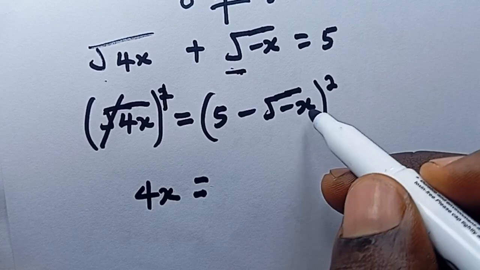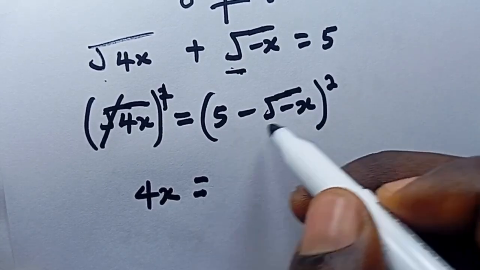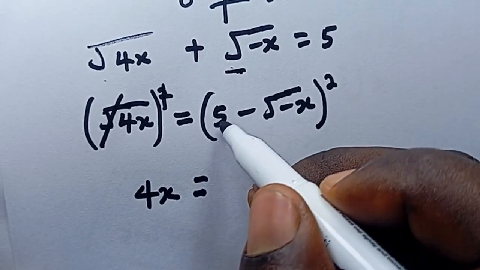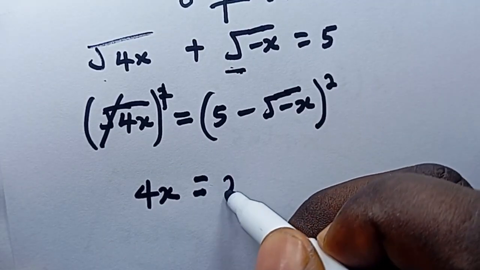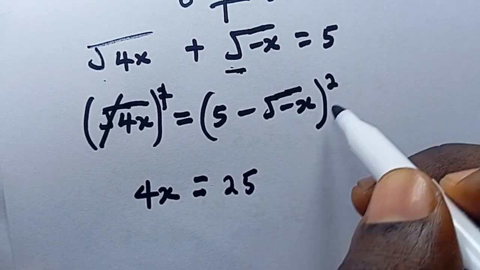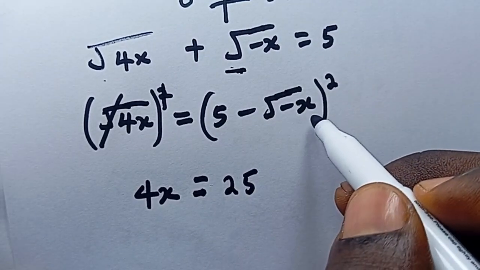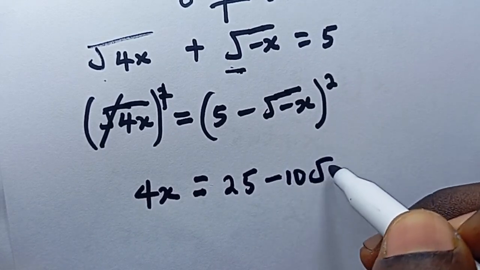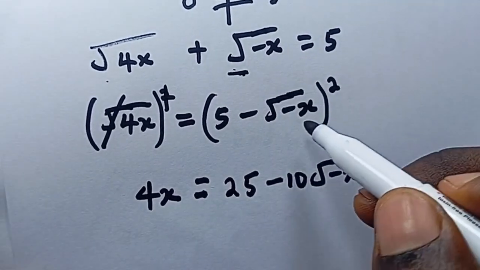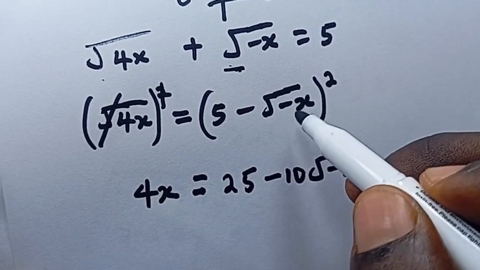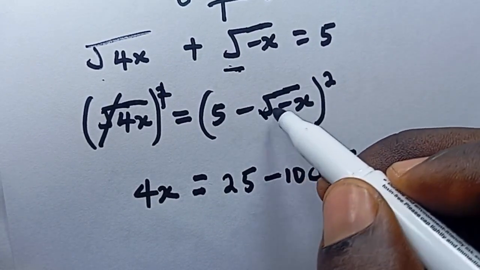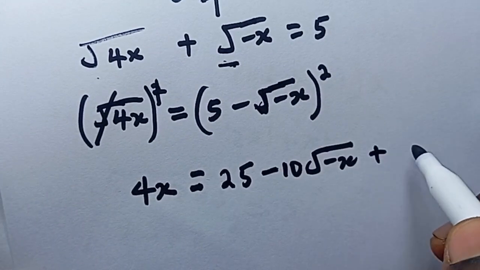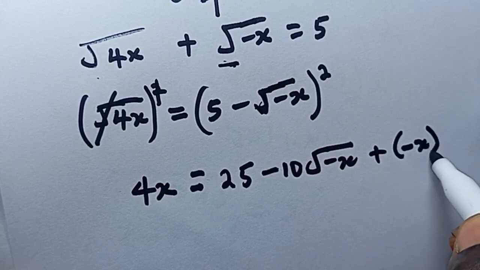And then if we expand this, what we'll be having is 5 squared, which is 5 times 5, and that will be 25. And then plus 2 times 5 times minus root negative x, and that will give us minus 10 root negative x. And then next we'll take the square of negative root negative x. Okay, and when we do that, we're going to be left with negative x.